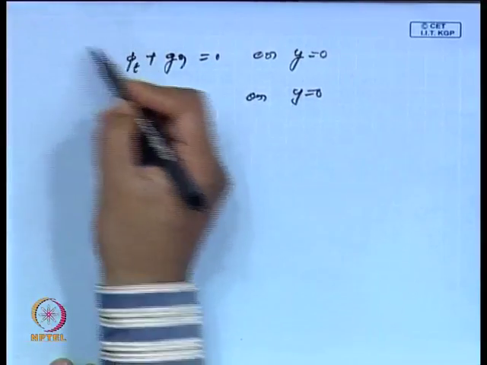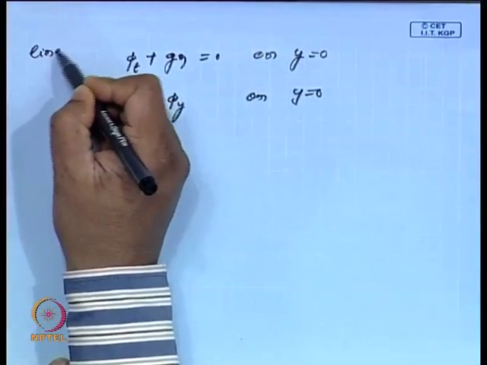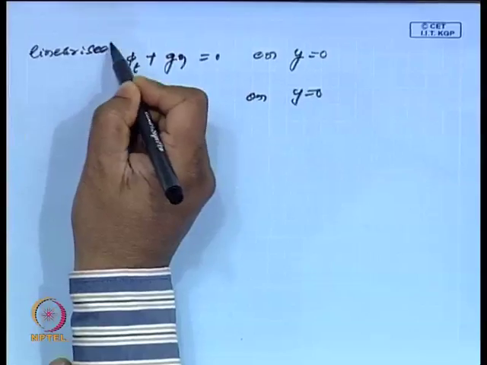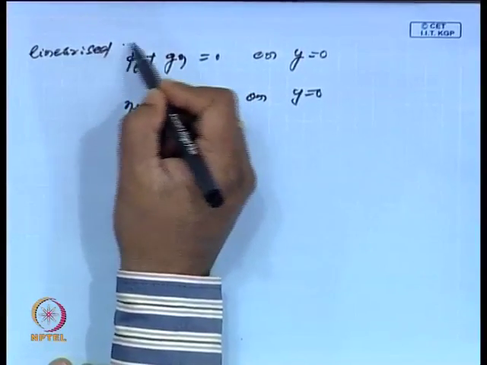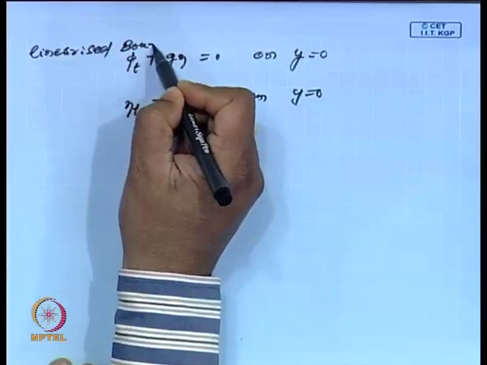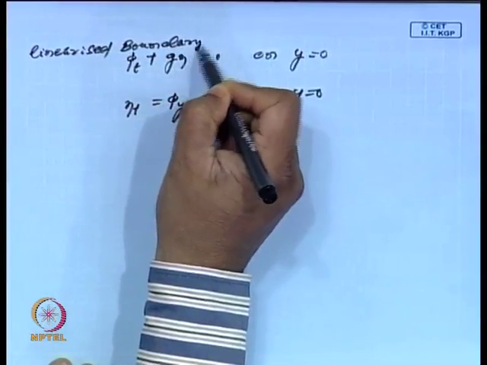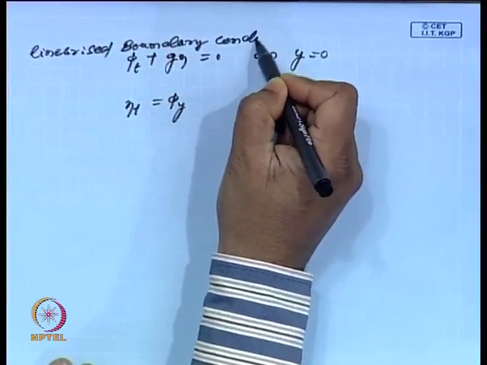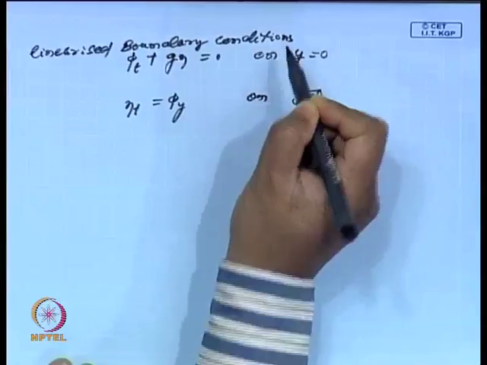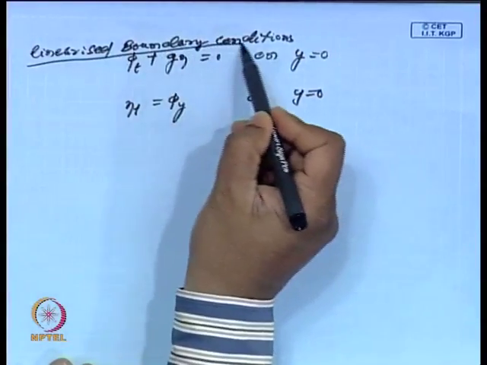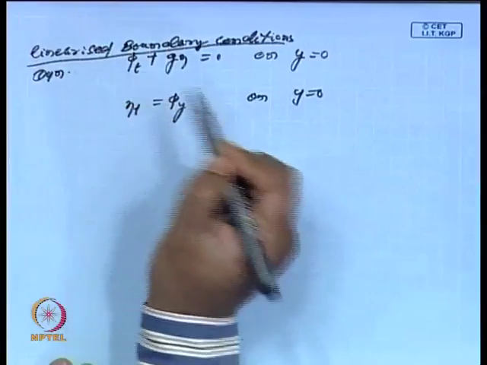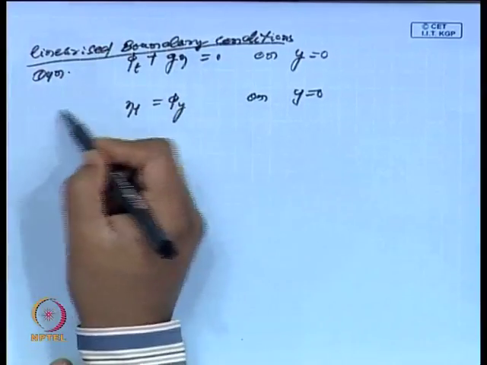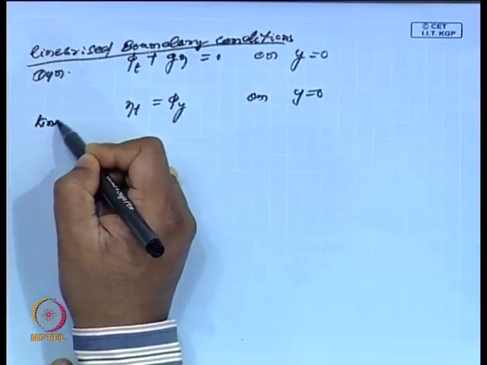So, this becomes the linearized boundary conditions. These two are the linearized boundary conditions on the surface, and this surface is called the mean free surface. This one is called the dynamic condition, and this is called the kinematic condition.